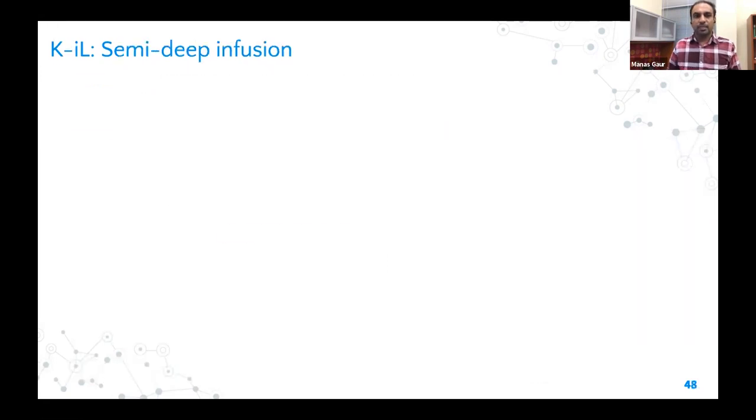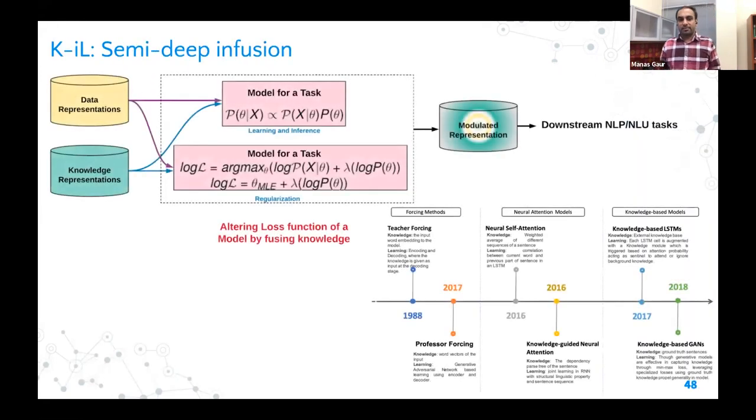Another one is the semi-deep infusion, where we are more focusing on the learning and inference and regularization. So this is something that we are working on right now. Initially what I have found is learning and inference and regularization to be the two main methods of semi-deep infusion, but there can be many more.